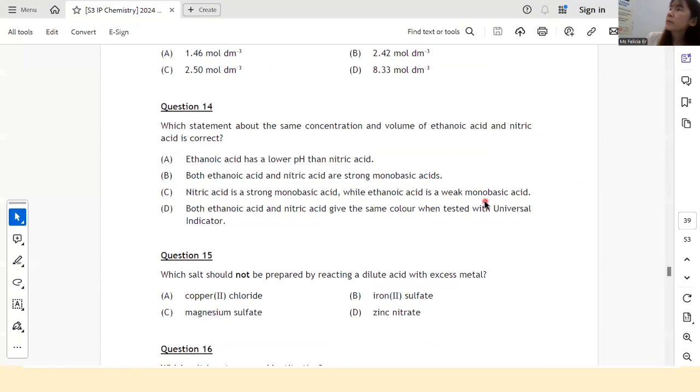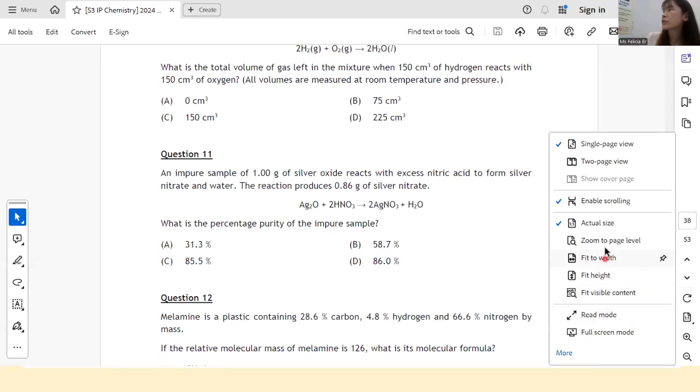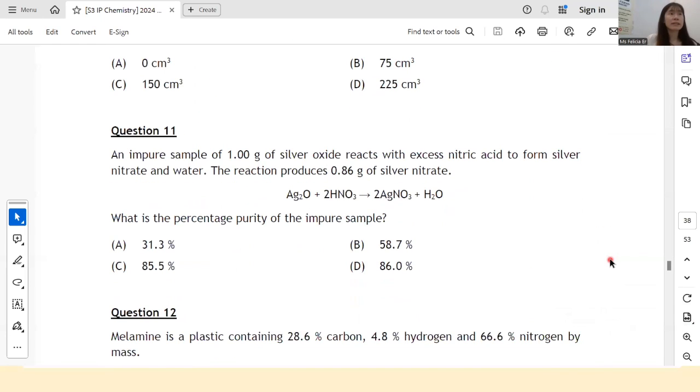For question number 11, which is here, let's take a look at this question and see whether we can apply what we have just learned so far. An impure sample of 1 gram of silver oxide reacts with excess nitric acid to form silver nitrate and water. And the reaction produces this. So remember I told you, whenever it's impure, you cannot use this number in any mole over mass over mR calculation. Cannot. You can only use this as the denominator of your percentage purity formula.